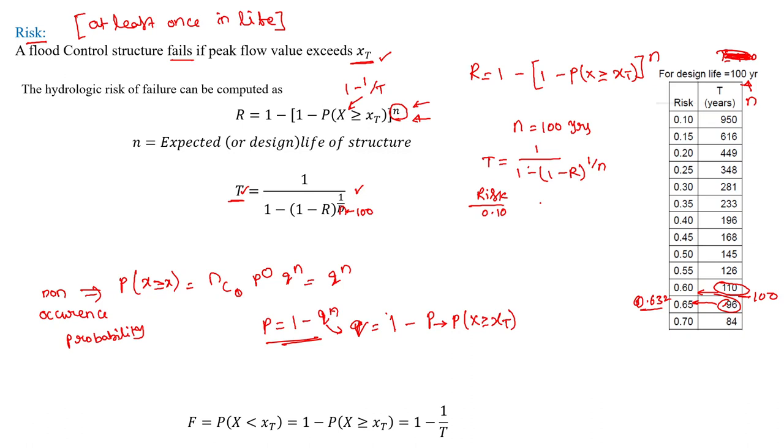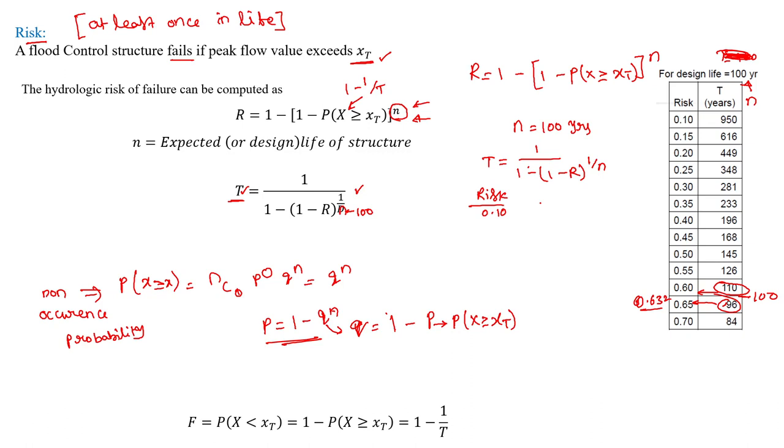the expected time for stream flow to exceed the design value at least once. For this value we know that the risk is 0.1. So we are willing to take a risk of 0.1, and if I take a risk of 0.15, then the expected return period is 616. If I want to take a risk of 0.2, I'll have a lesser return period.